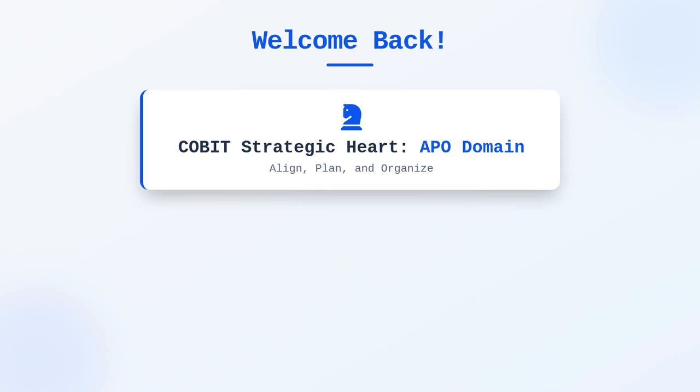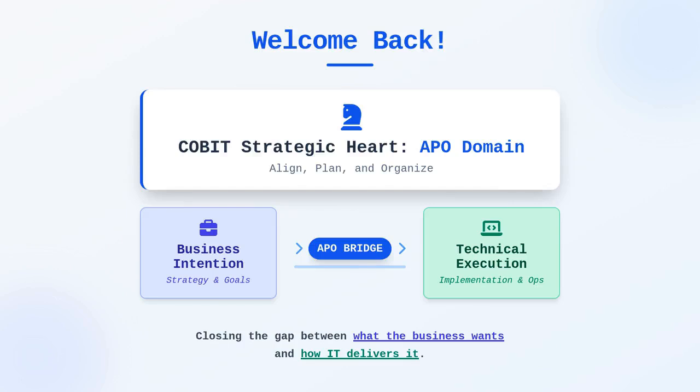Welcome back. Let's dig into the strategic heart of the COBIT framework. In this lesson, we will explore the align, plan, and organize domain and how it bridges the gap between business intention and technical execution.